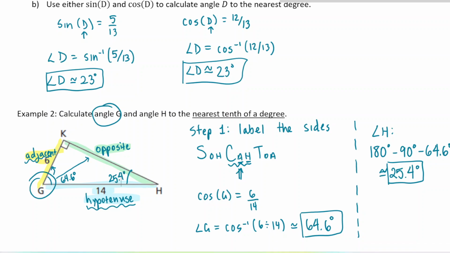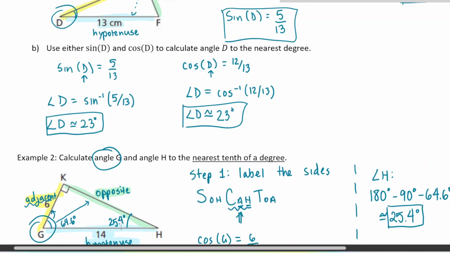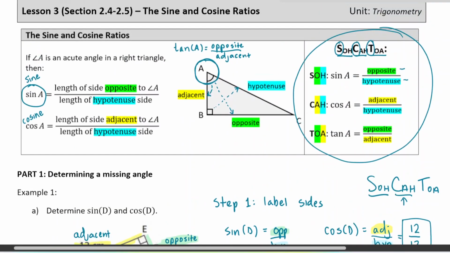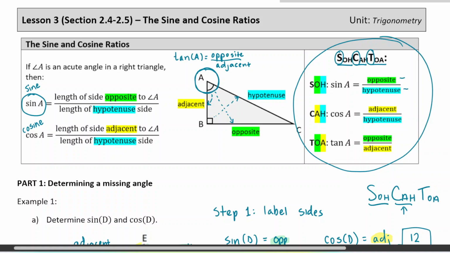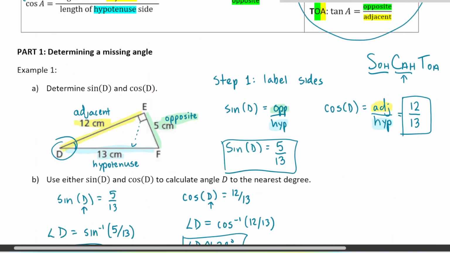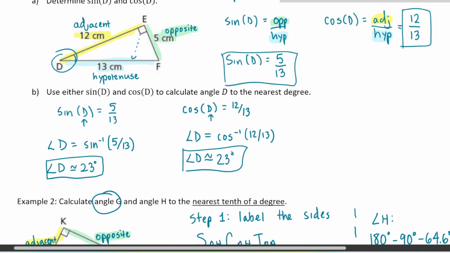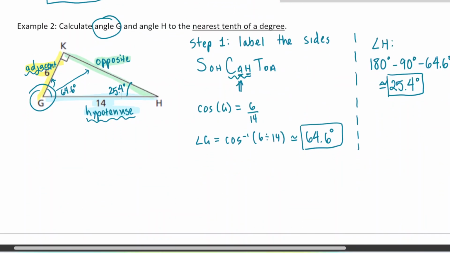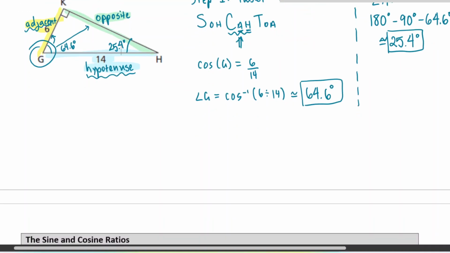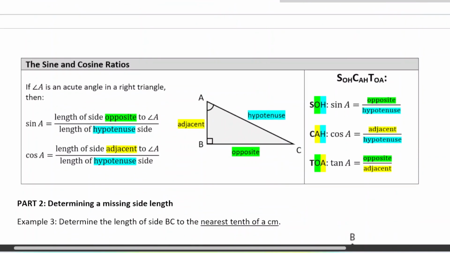So that's just a summary of how to, I'm just going to scroll back up for a second. So we defined all three ratios. We talked about SOHCAHTOA, and then we did a couple of examples where we used our ratios to determine missing angles. So on the back side, we're going to use the ratio to determine a missing side length, and it's going to be really similar to the last lesson where we used the tangent ratio to do this, but this time we're using sine and cosine.